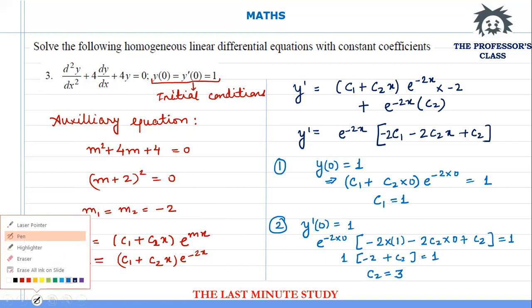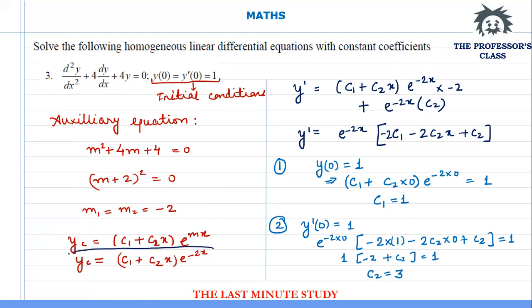I need to substitute them in this equation to get the final solution. So if I substitute the values, I'll get the final solution to be equal to c1, that is 1, plus c2, that is 3, so 1 plus 3x, multiplied by e raised to the power minus 2x. This is going to be my final answer.